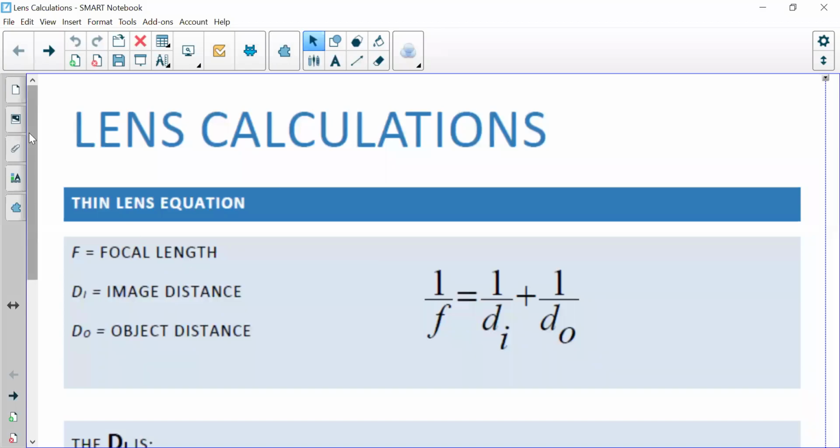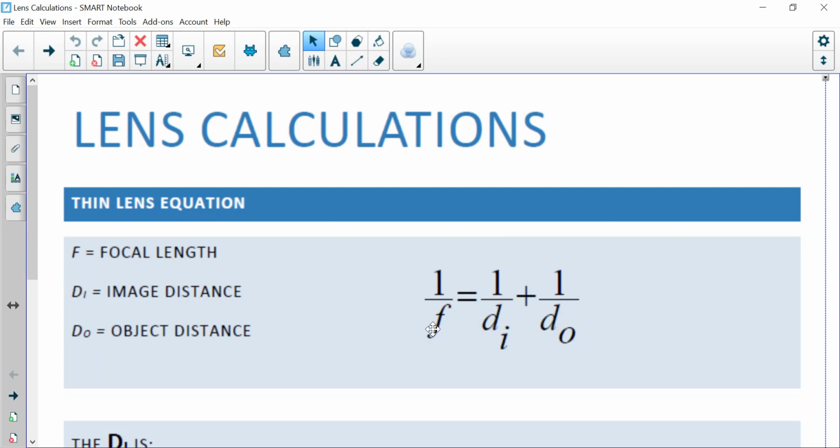The first formula we're going to be doing with our lens calculation is called the thin lens equation. It looks like this: 1 over f, and f stands for focal length, equals 1 over di. D stands for distance, I is for the image. So DO is D for distance, O for object.